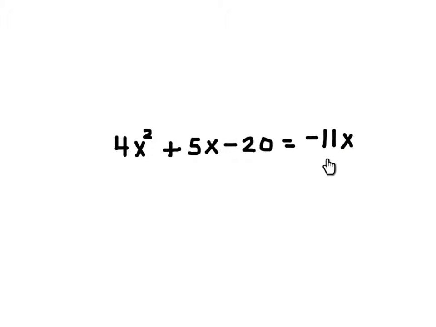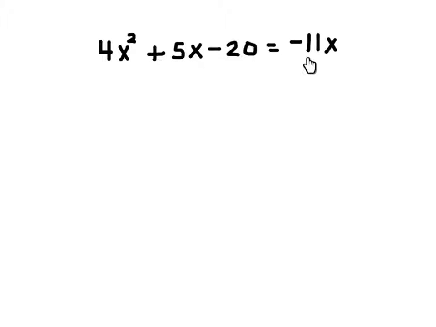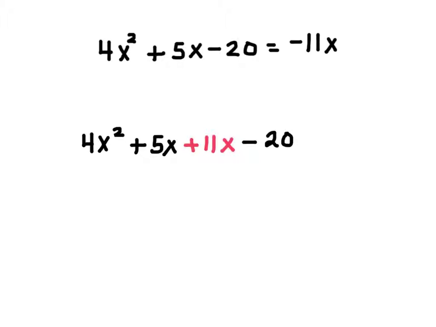Here's another example. Again, the right-hand side is not 0. So what we're going to need to do, let's move this up, is add the additive inverse, which is 11x, to both sides. And when we do this, we get 4x squared plus 5x plus the additive inverse of a negative 11x, which is 11x, minus 20 is equal to 0. So what's happened here is I added the positive 11x to the right-hand side and immediately it became 0.